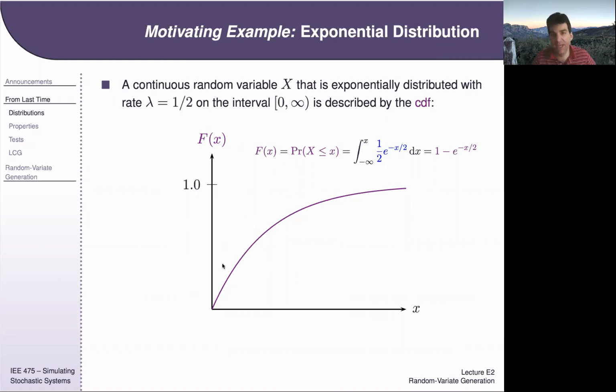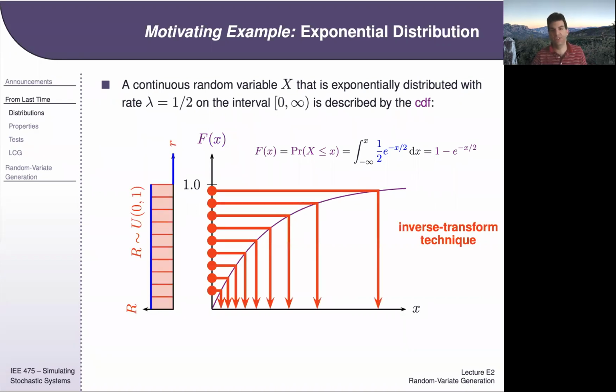Well, if you have the CDF of an exponential random variable, you do an inverse. And so you basically can take random draws, random numbers uniformly distributed from 0 to 1, and you push them into the kind of wrong side of the CDF. And so you basically can invert the CDF. That's what you're doing on your homework.